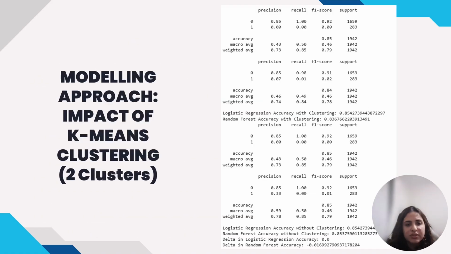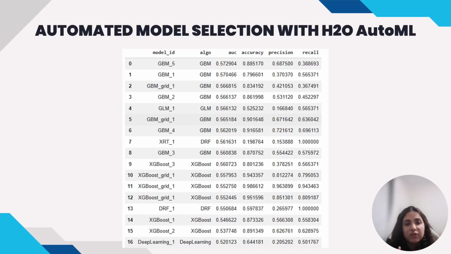Then we wanted to see the impact of k-means clustering, and in this case, we used 2 clusters, and we encountered some of the same problem as before, which is that the accuracy is high, which should be good, but the precision and recall are low. So then we used the automated model selection with H2O AutoML, which evaluates multiple advanced models automatically by itself. And as mentioned before, the accuracy, precision, and recall should be high for a good model.